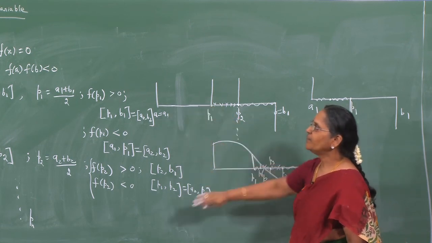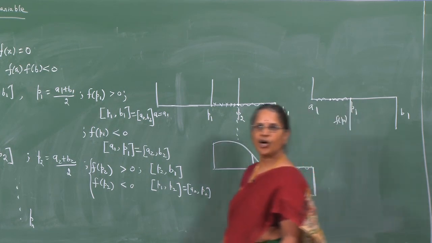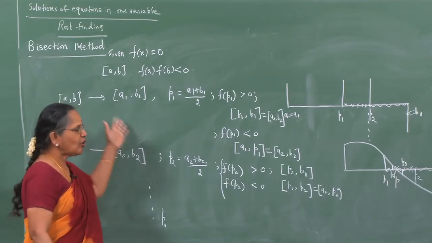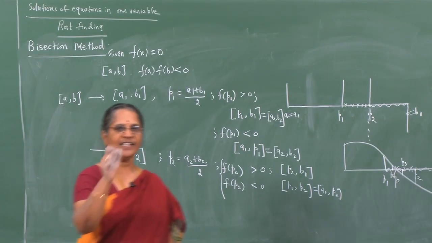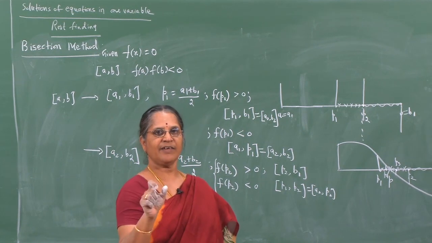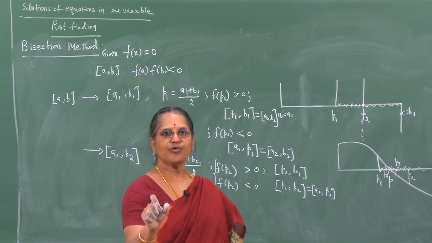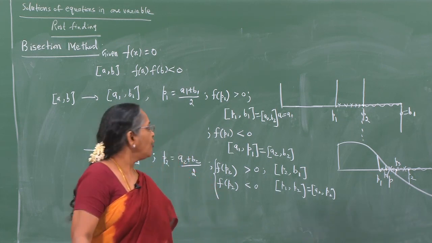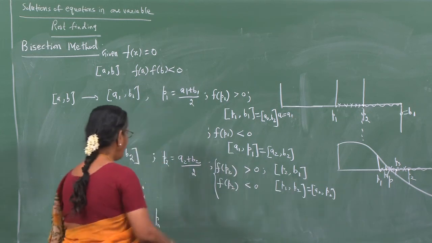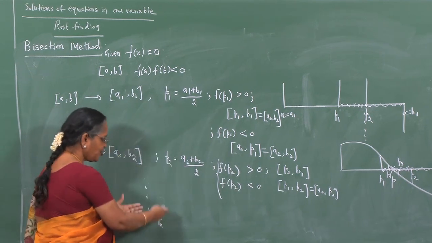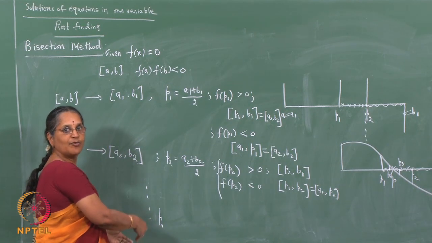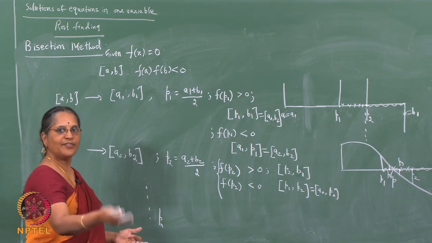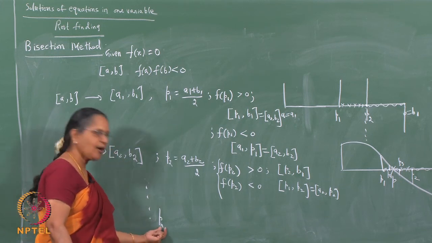This, the method that we have described now, is what is called the bisection method, and it is an enclosure method, because at every step we obtain an interval that encloses a root of the equation f of x is equal to 0. Now, the question is, where do we stop? How many steps should we continue to arrive at a root that is closer to the exact value of the root of the equation? This is just an approximation.